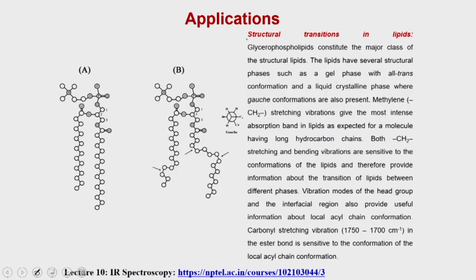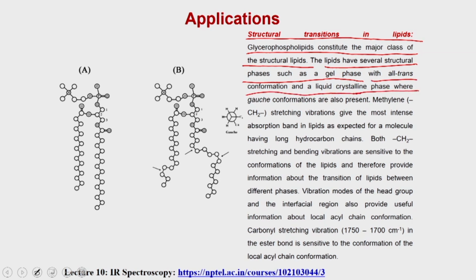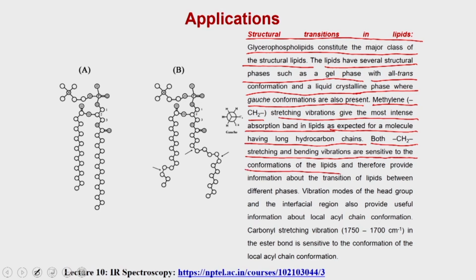Then you have the structural transitions in lipids. Glycophospholipids are a major class of structural lipids. The lipids have several structural phases, such as the gel phase with all-trans conformations and a unique liquid crystalline phase where the gauche conformations are also present. The methylene, CH2, stretching vibration gives the most intense absorption in lipids, as expected for a molecule having a long hydrocarbon chain. Both the CH2 stretching and bending vibrations are sensitive to the conformation of the lipids.